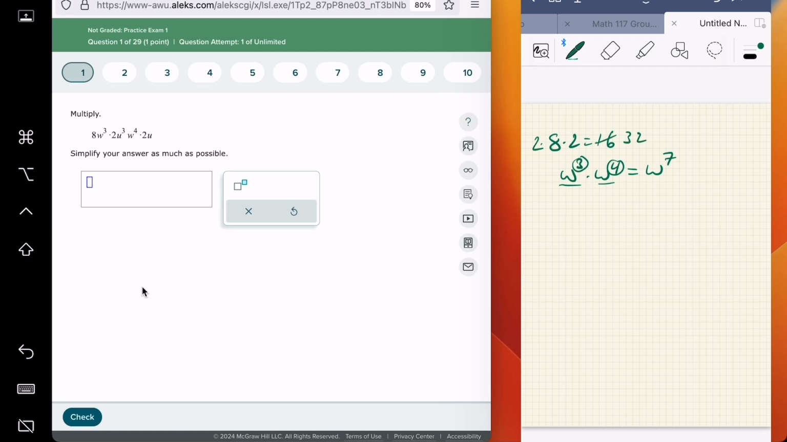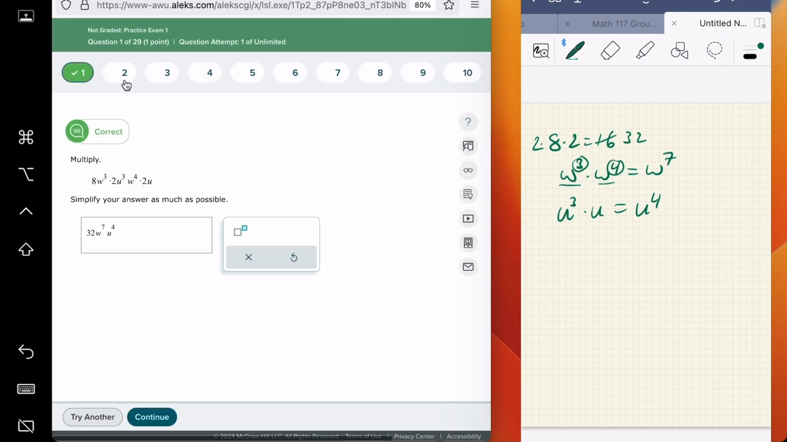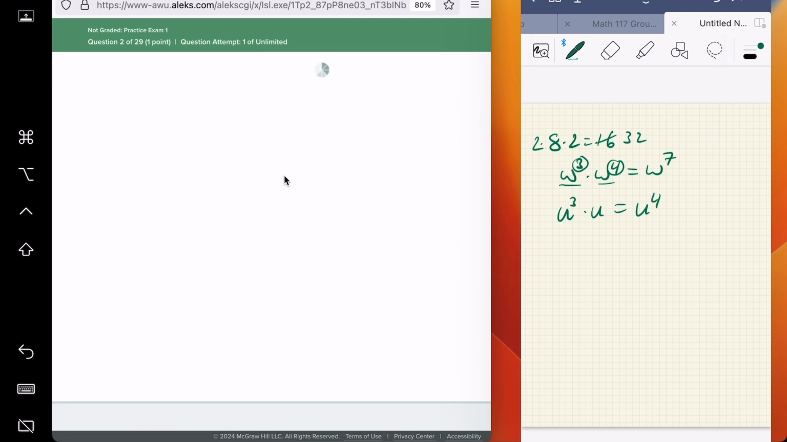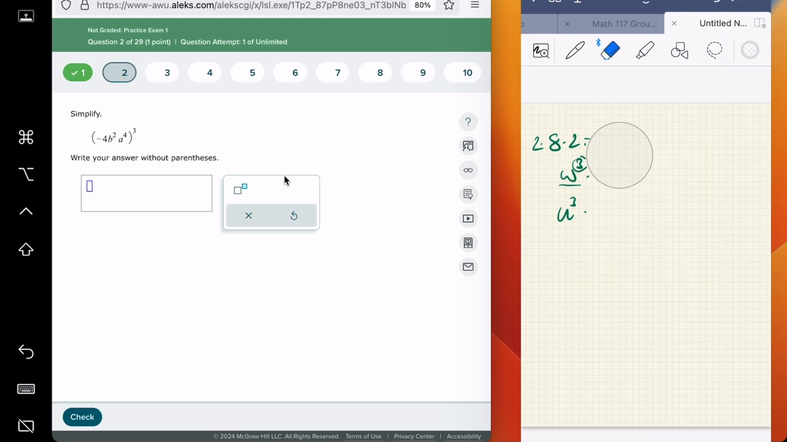That's okay. All right, and then we have u. So there's 3 u's and then another u. So in total, we have 4 u's. So putting everything together, what we have is 32 w to the 7, and then u to the 4th. All right, let's check that. There we go. All right, on to the next one.